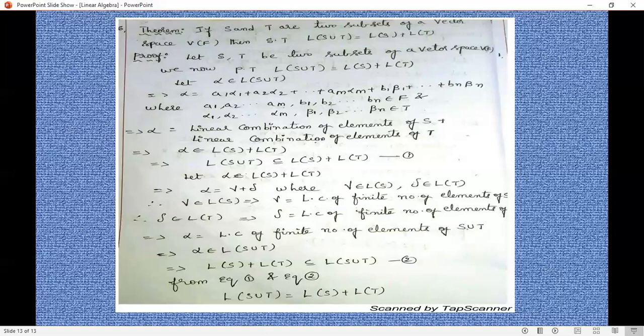We already took alpha belongs to L of S plus L of T, implies L of S plus L of T is contained in L of S union T. We take this as equation 2. From equation 1 and 2, L of S union T equals L of S plus L of T. Did you understand? We took two subsets of the vector space V of F, that is S and T. Then what have we shown now? L of S union T equals L of S plus L of T. Okay, students, did you understand?